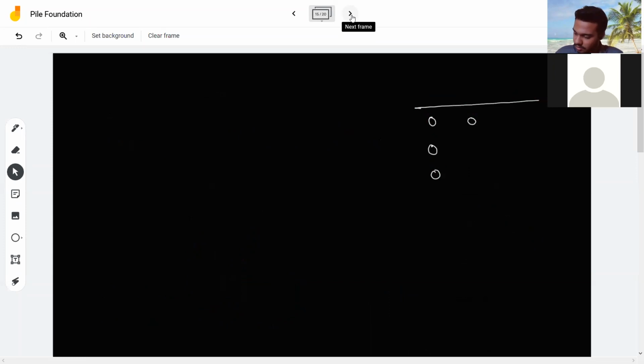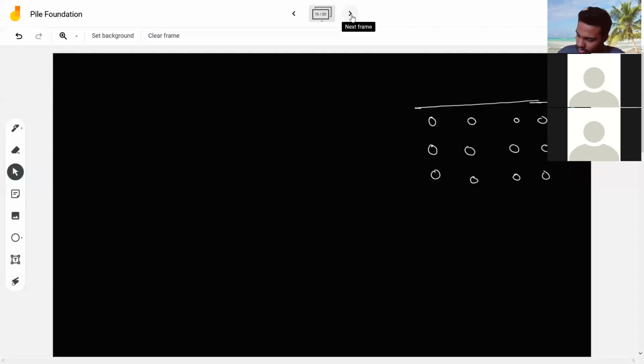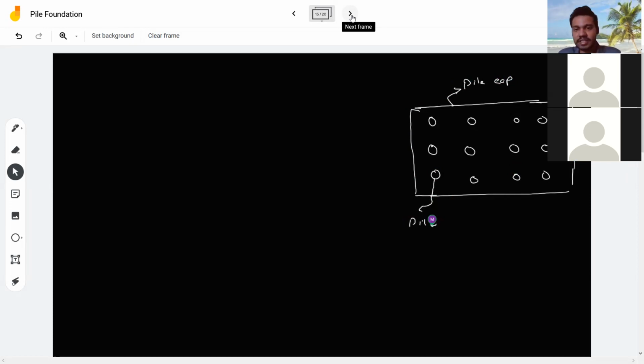I'm having 3 rows of pile, 4 columns of pile. So 1, 2, 3, 1, 2, 3. Okay, correct? This is my pile cap and these are my piles. अब मुझे ये determine करना है efficiency कितना है, पाइल का ग्रुप एफिशिएंसी कितना है. This is denoted by eta g, that is group efficiency.